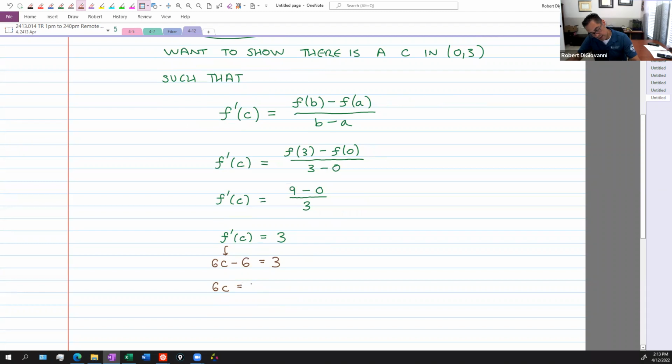Add 6 to both sides. Divide both sides by 6. 3/2. At 3/2, that's where I should have a tangent line that is parallel to the secant line.